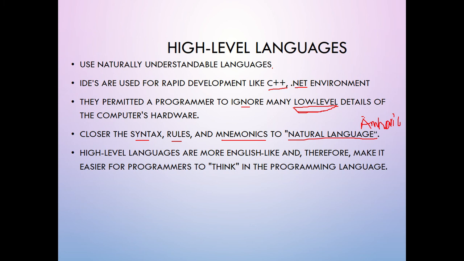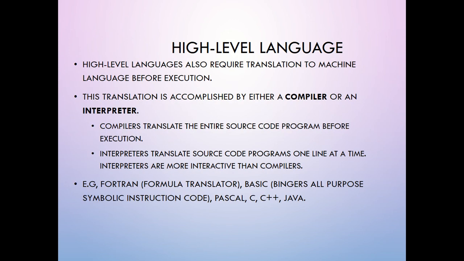High-level languages are more English-like and therefore make it easier for programmers to think in the programming language. This is the easiest way for humans to communicate with machines. High-level languages also require translation to machine language before execution. From a human-like language such as English or Amharic, there needs to be a translation to machine language before execution of the instructions of the source code. This translation is accomplished by either a compiler or an interpreter.